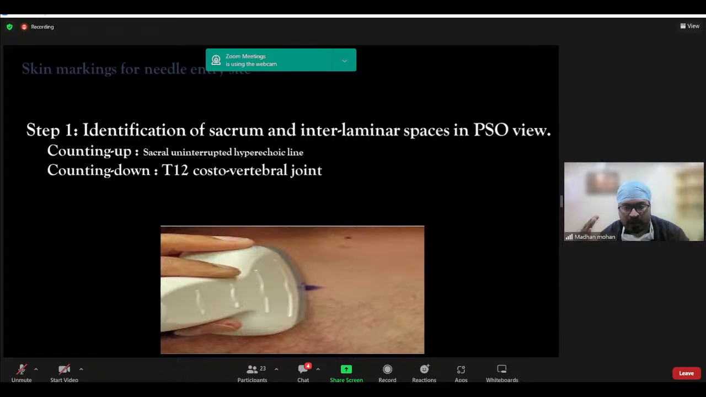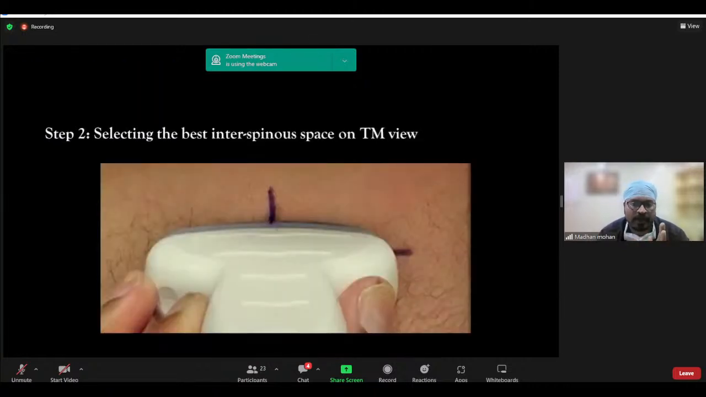Like that, you can go carefully and mark. Suppose you want to do the neuraxial blockade in the L3-L4 space, you go up to the L3-L4 space, and then keep the center of the probe in the L3-L4 space. Put a horizontal line exactly in the center of the probe. This will make the first line. And now we have identified which level we need to put the needle in.